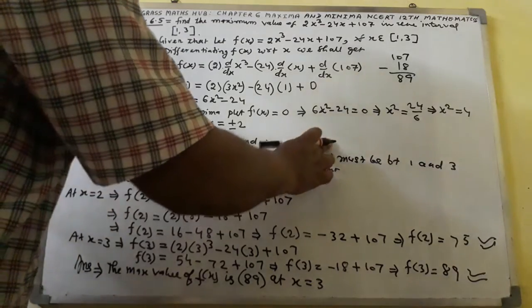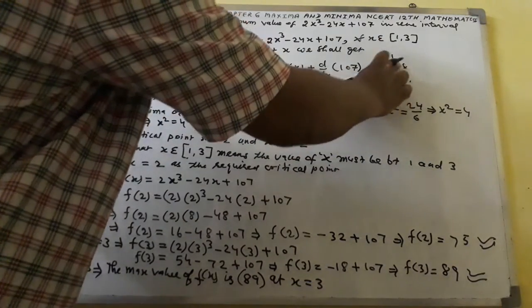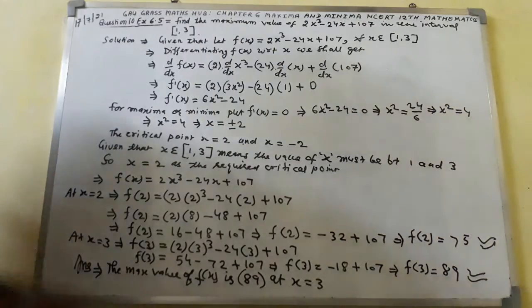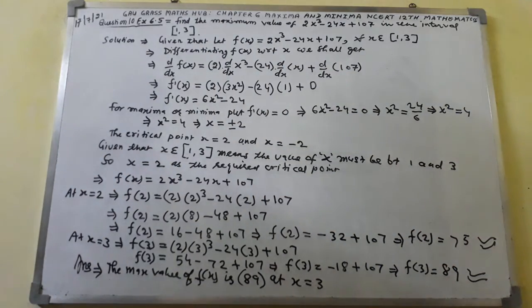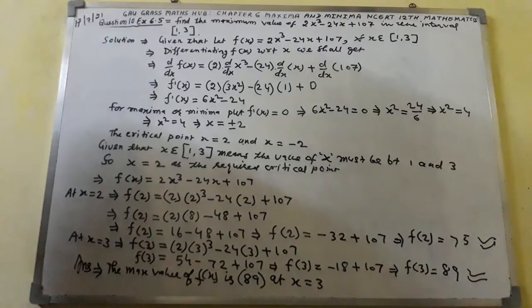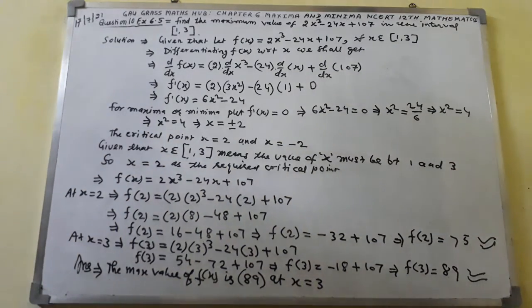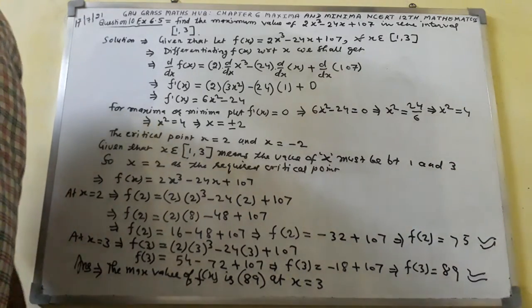This thing I am going to erase. This is also rough work. They are available there. This is the proper explanation and solution of question number 10 that has been taken from exercise 6.5, chapter 6, maxima and minima of NCERT 12 mathematics.